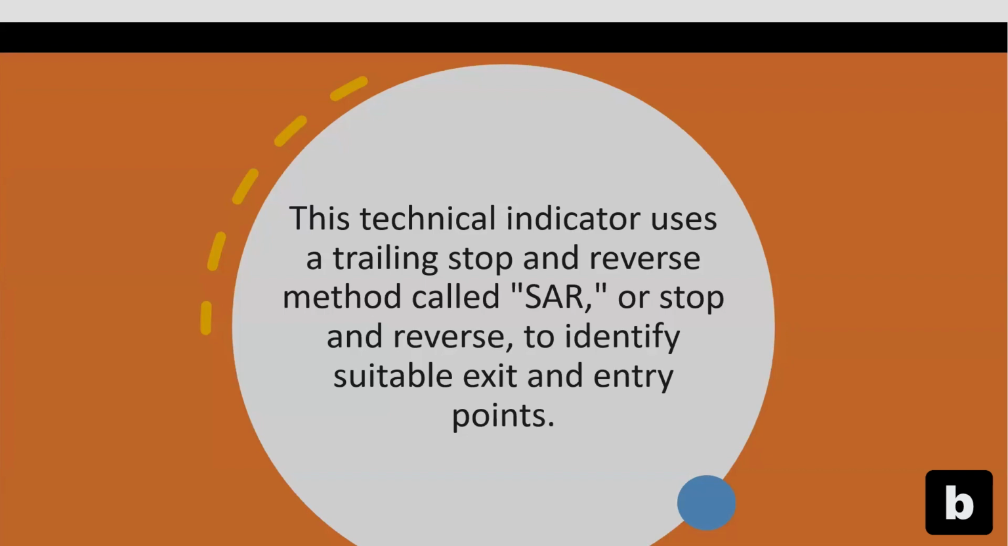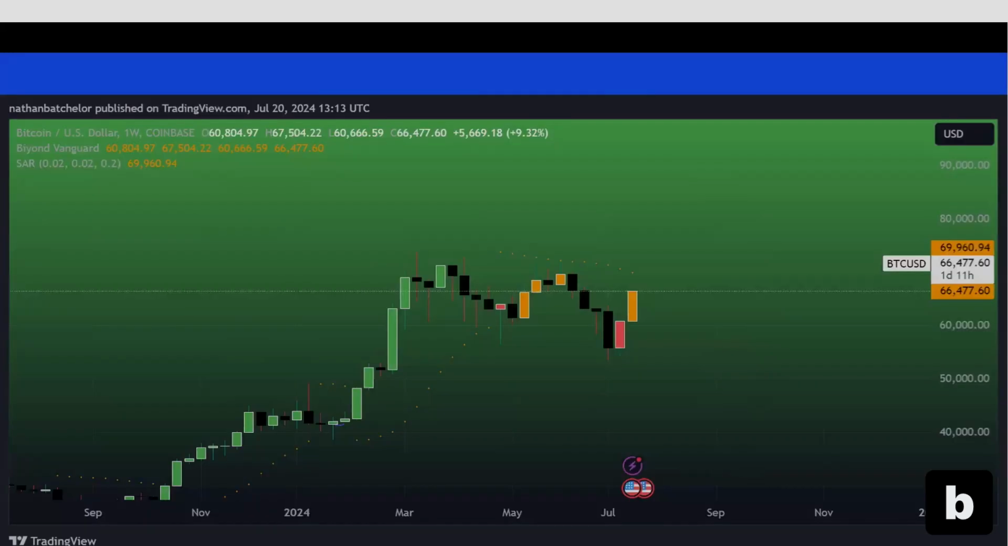Other points to note is that this technical indicator uses a trailing stop method, hence as the price moves up, so do the dots, and it's a stop and reverse method, called SAR. It basically identifies suitable exit and entry points. What I will say with this trailing stop loss is if we do go back and test the dots, but we don't fail or move underneath there, then sometimes we can see a little bit of consolidation in the market before we move higher. That can often happen with this indicator as well.